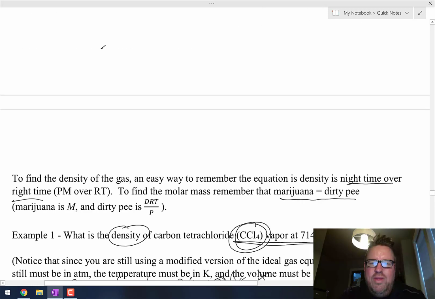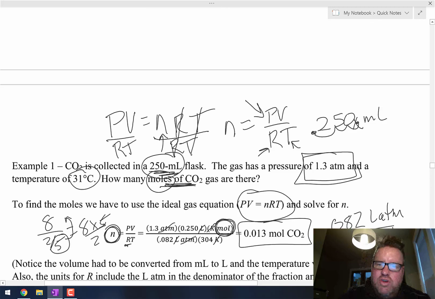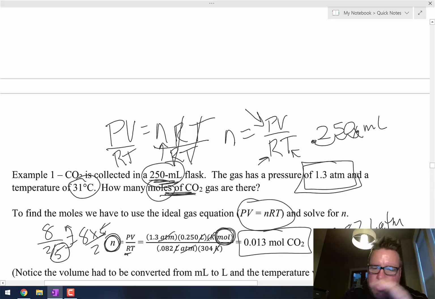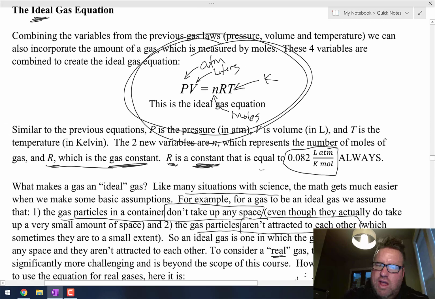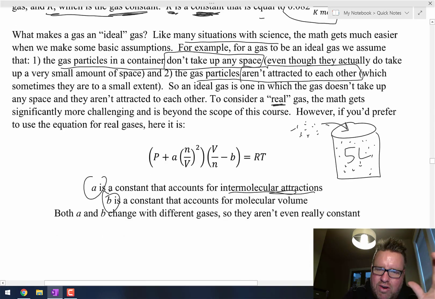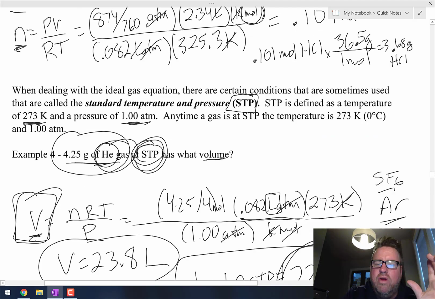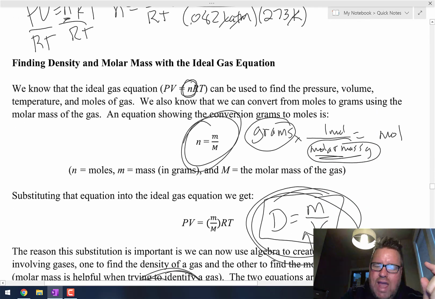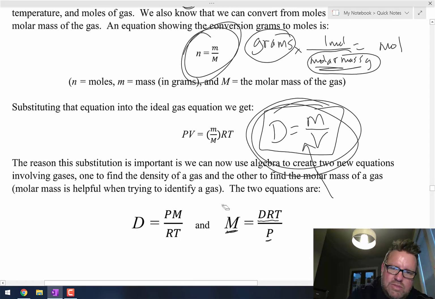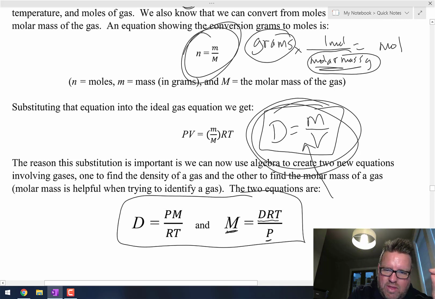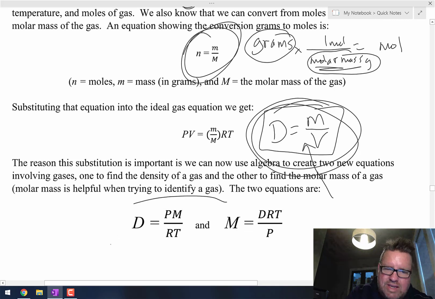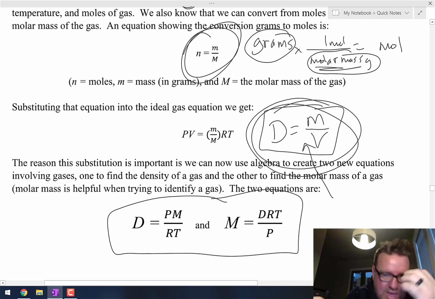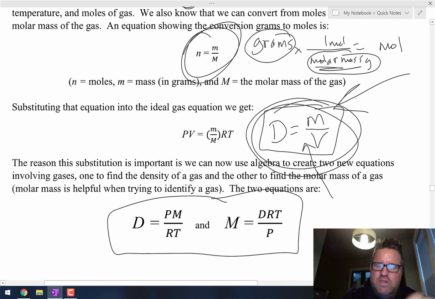So the ideal gas equation is really helpful when you're trying to find pressure, volume, temperature, moles, whatever. But it's also really helpful when you're trying to find things that are not necessarily the normal things you look for when solving a problem, such as the density of a gas and the molar mass of the gas. So if you can just remember these two equations, MP over RT is density, and molar mass is the dRT over P equation, then you can always find the density and the molar mass of a gas.